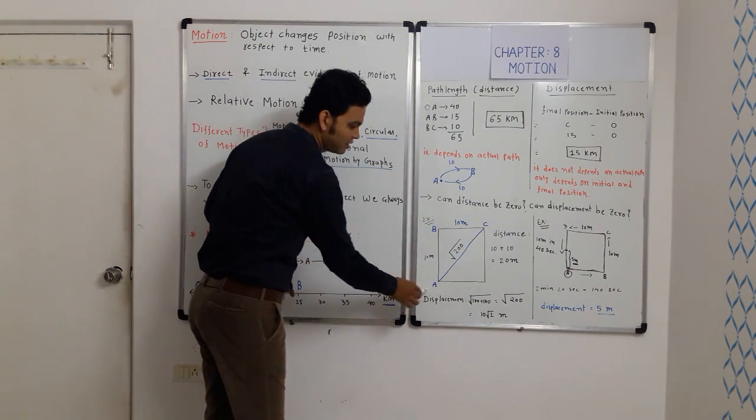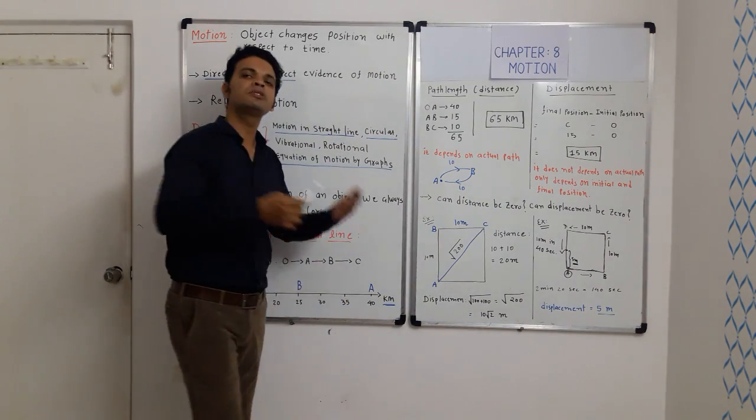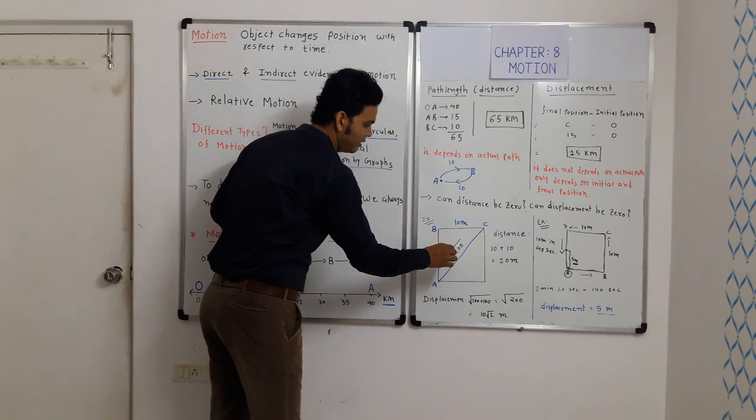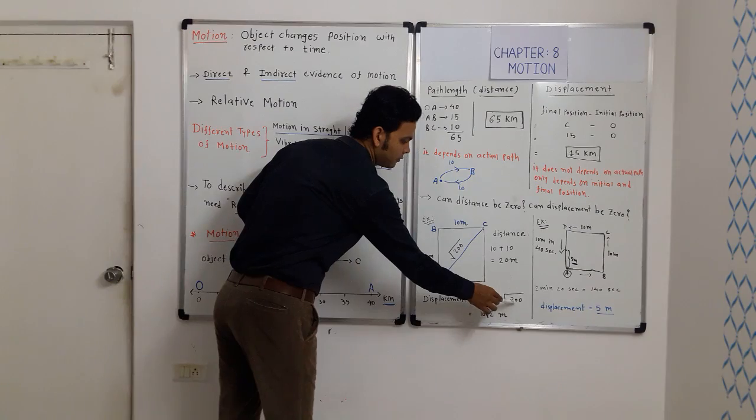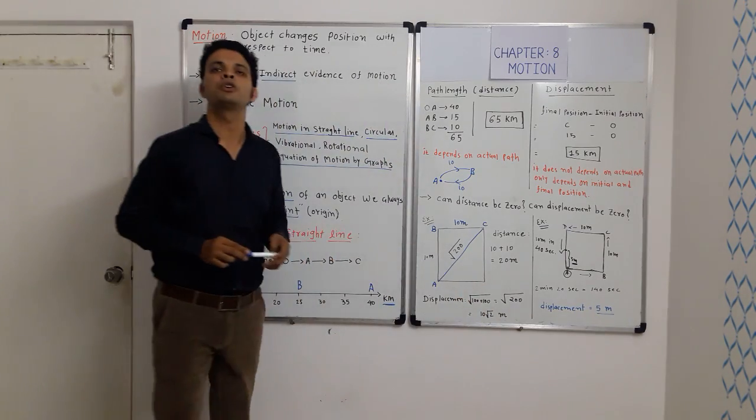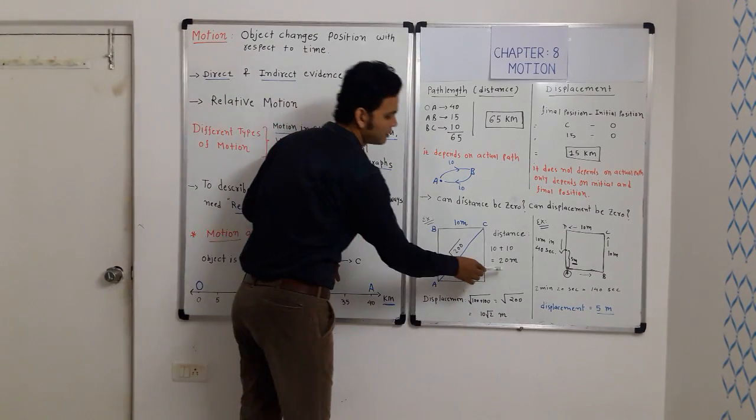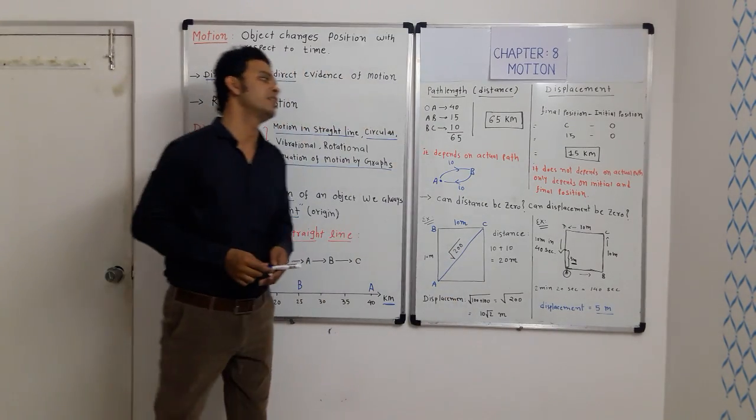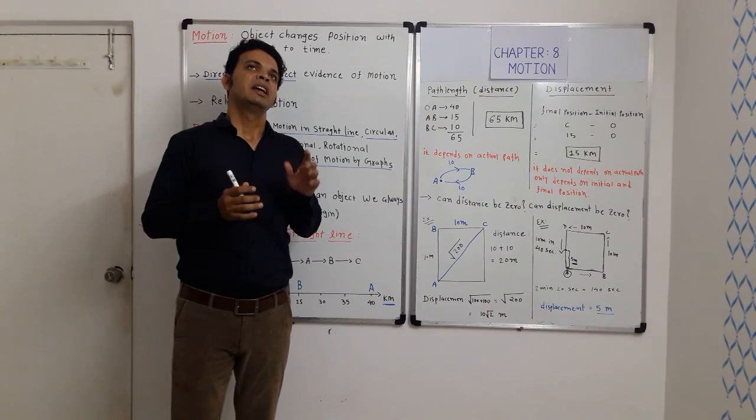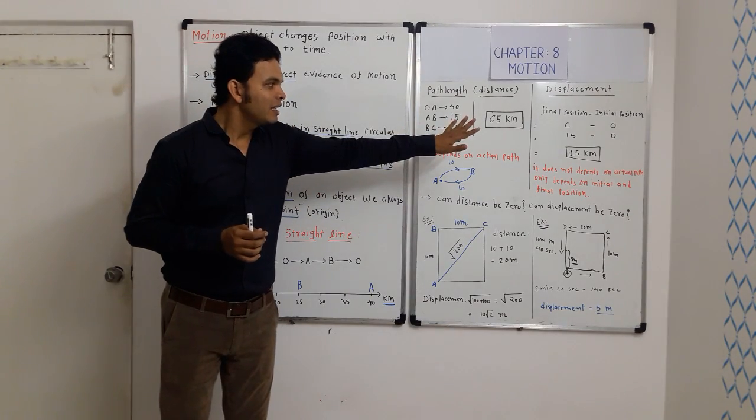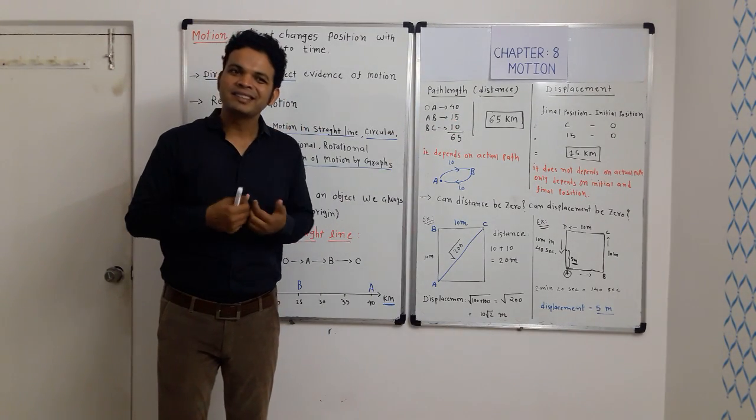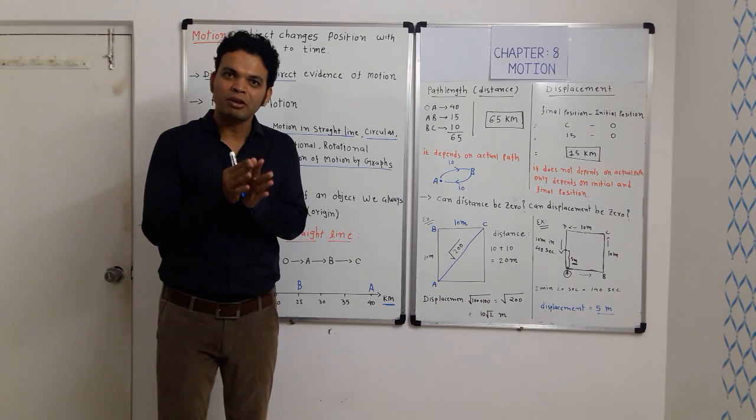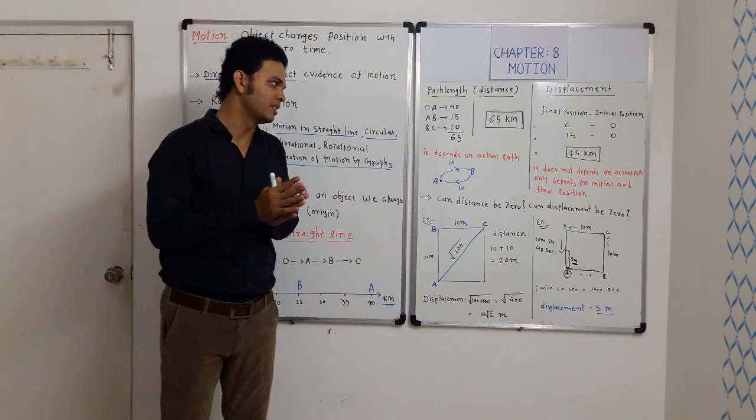So what is the straight distance? This diagonal. So according to the Pythagoras theorem, this is under root of 100 plus 100, so under root of 200, so it is 10 root 2 meter. So here the distance is 20 meter, however the displacement is 10 root 2 meter. So remember one thing, displacement is always less than or equal to distance. Displacement is always less than or equal to distance, correct?